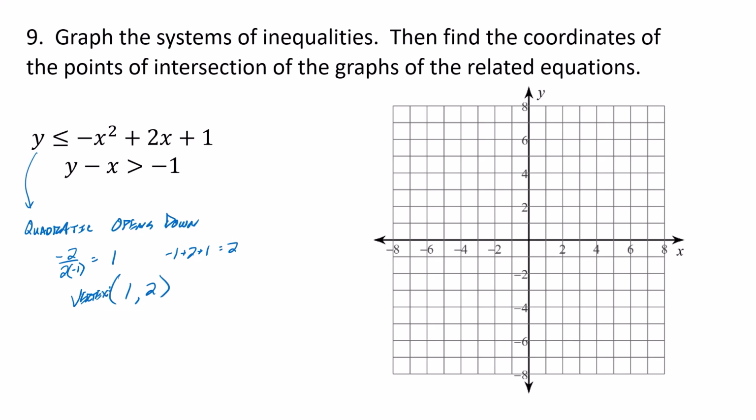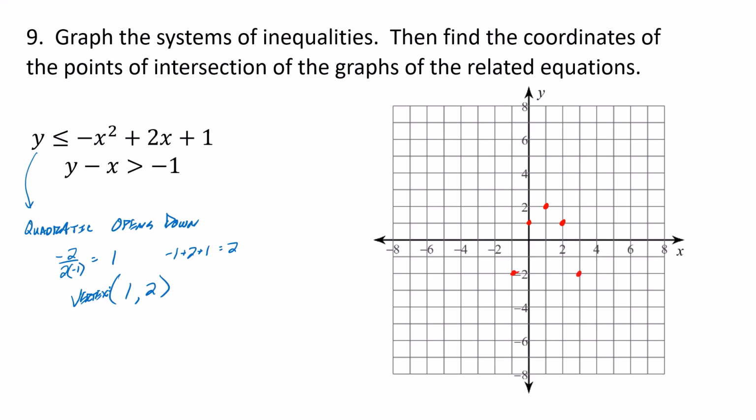And again, we know it opens down and it has not really been stretched, so it's going to go by odd numbers. So I'm going to go ahead and get that plotted. We know because of the or equal to as well that this is going to be a solid line. So when it comes to connecting all of the dots, I know it's just going to be one smooth continuous curve. So over 1 up 2, there's my vertex. Down 1, out 1 each direction, then down 3, out 1 each direction.